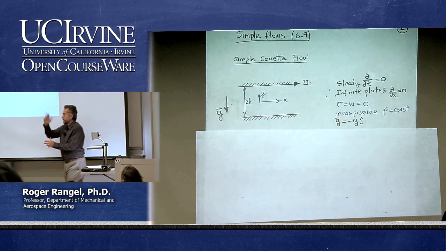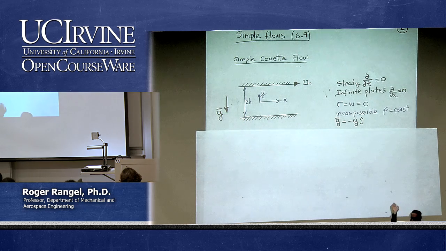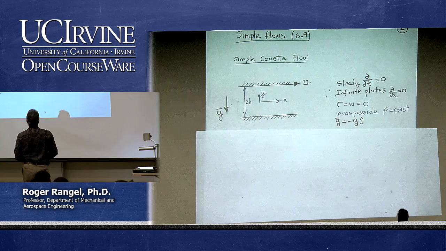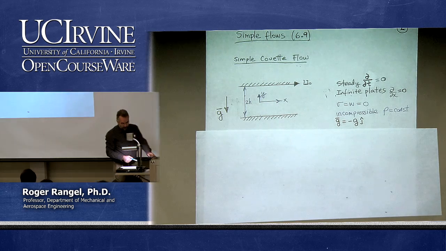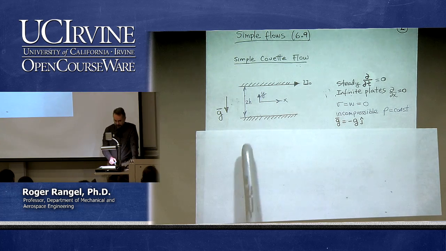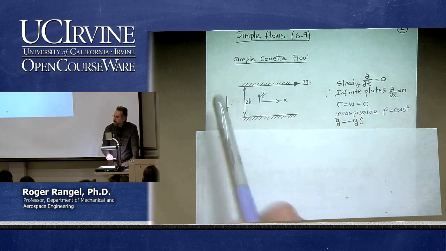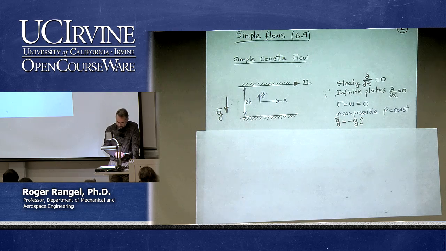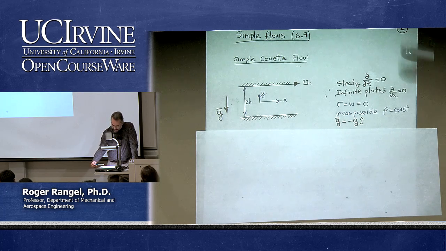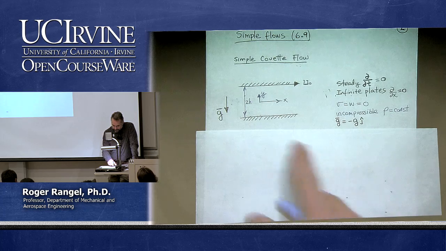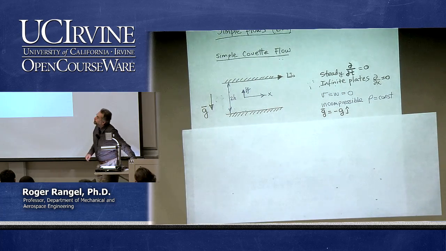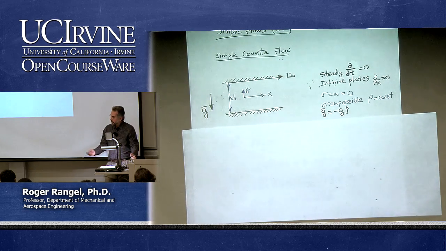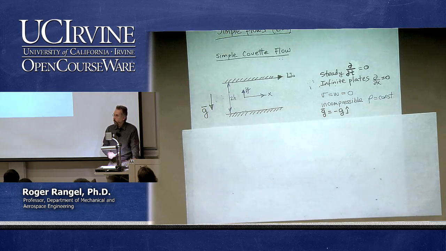So in terms of the y-coordinate, the gap goes from plus h at the top plate to minus h at the bottom plate. I'm also lining up the acceleration of gravity with the y direction, in the negative y direction. And then here on the right-hand side are the assumptions that I'm going to make as I try to solve the problem. And all of these assumptions turn the problem into what is known as a Couette flow.